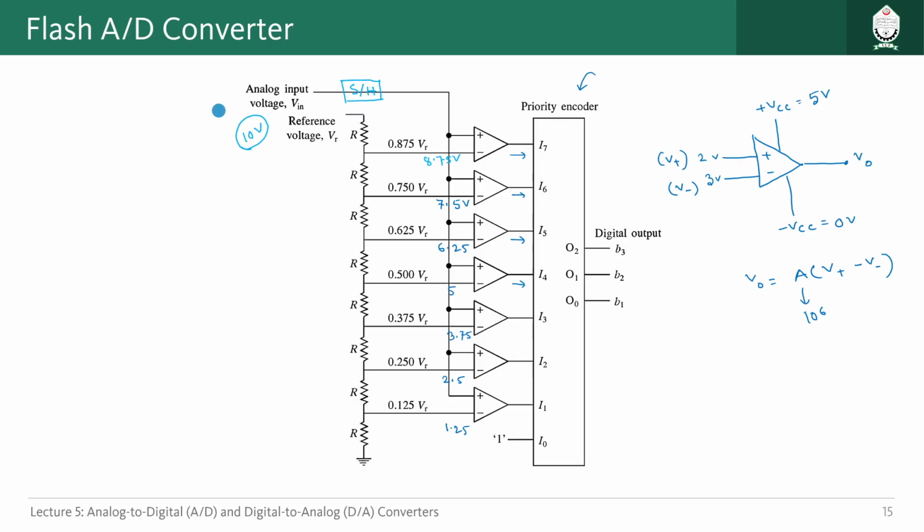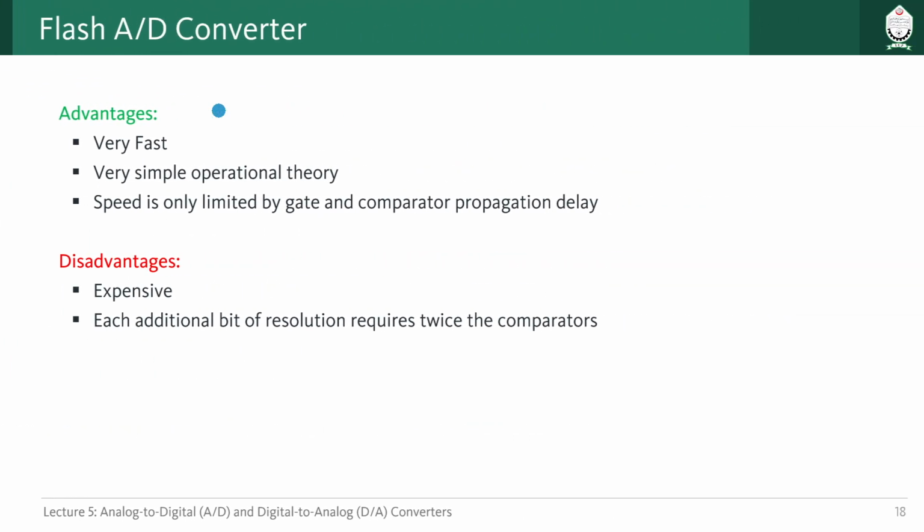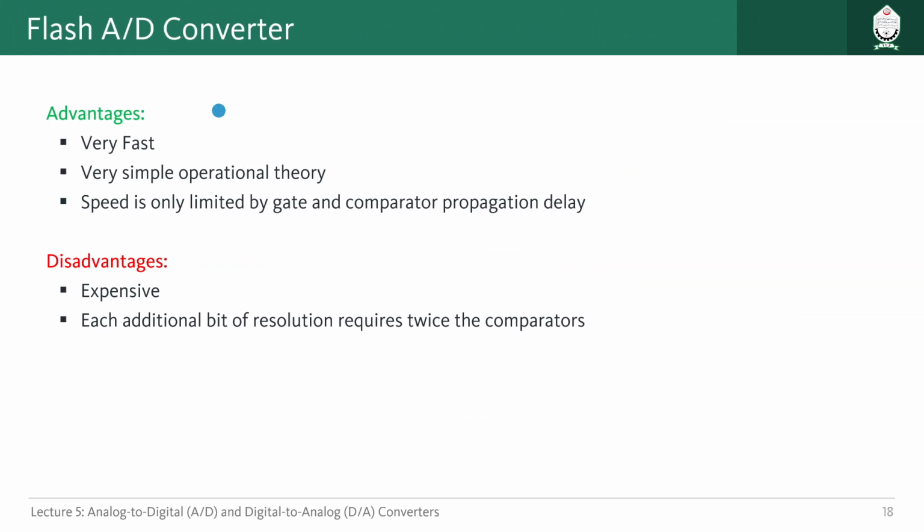I think it's quite easy to understand. So what are the benefits and disadvantages of this kind of ADC? Obviously, it will be very fast. All the op-amps work in parallel, so we get the output instantaneously, and it is simple to understand and simple to implement. Speed is only limited by the gate and comparator propagation delay, so it is very fast. But the problem is that it is very expensive. Each additional bit of resolution requires twice the comparators.